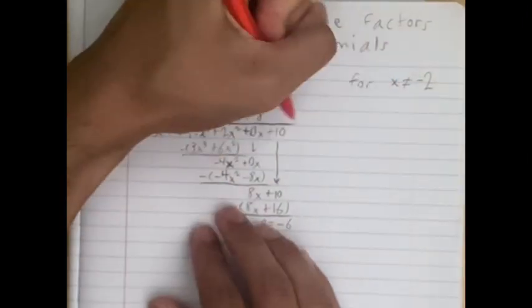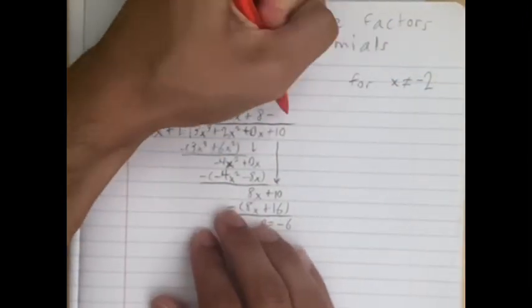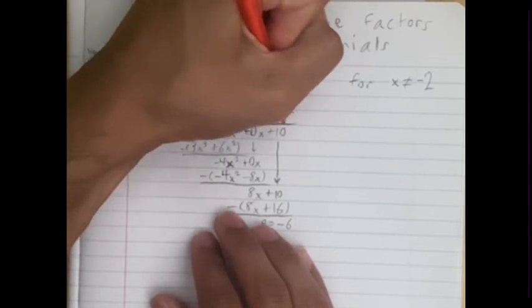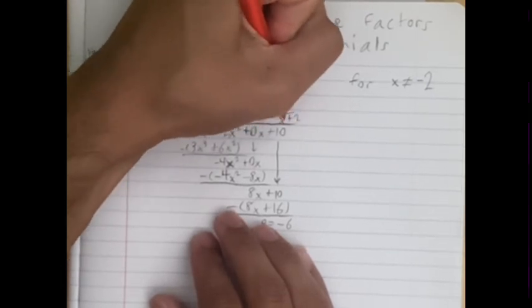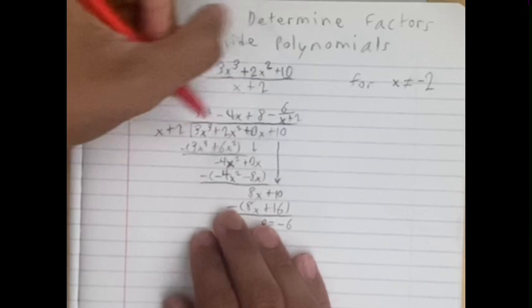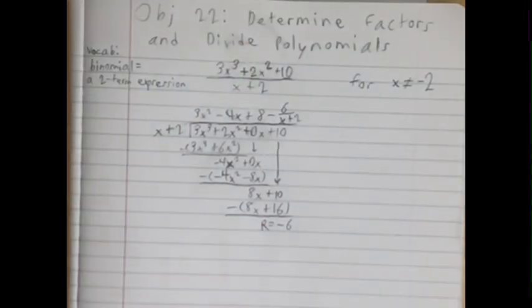And the way I represent that is by then subtracting 6 over x plus 2, because we're dividing by x plus 2. And so boom, that's the answer.